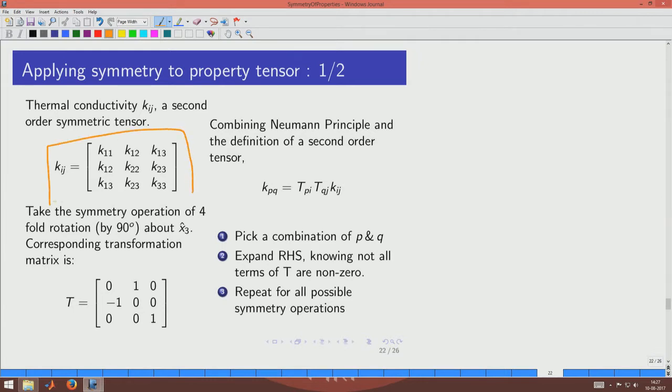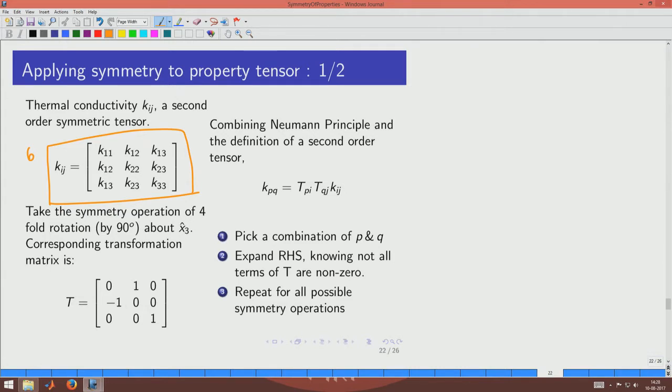Now, you can see that there are 6 independent quantities that are listed. Instead of k21 I have written k12 here, instead of k31 I have written k13, and instead of k32 I have written k23. So, I have got 6 independent numbers. Now, these 6 have to be reduced further depending upon the symmetry of the crystal we are talking about.